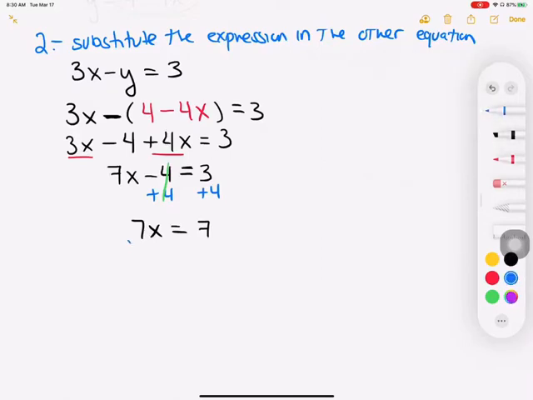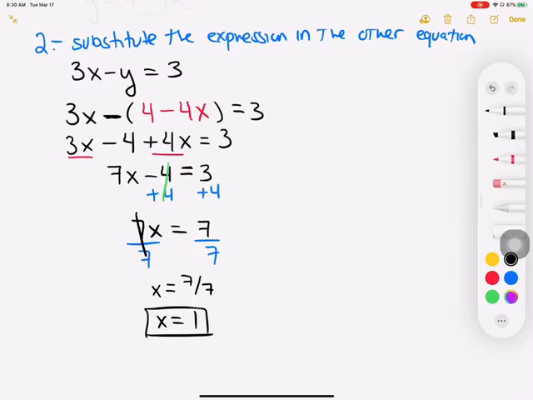In this case, I have a multiplying 7. So how do I get rid of a multiplying 7? You divide by 7. But if you divide the left side by 7, you have to divide the right side by 7. The 7's cancel out. X equals 7 divided by 7, which is equal to 1. So this is the first value, the first component of the solution of this system of equations.